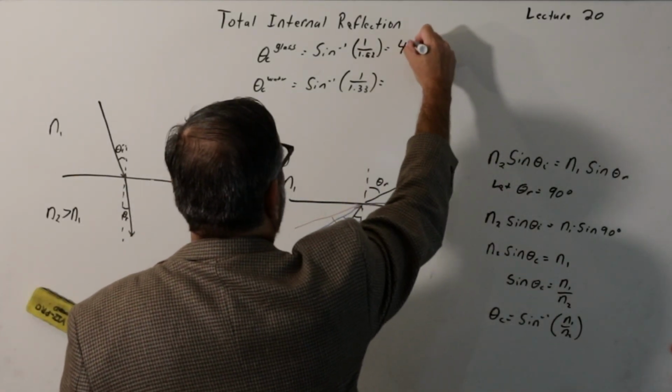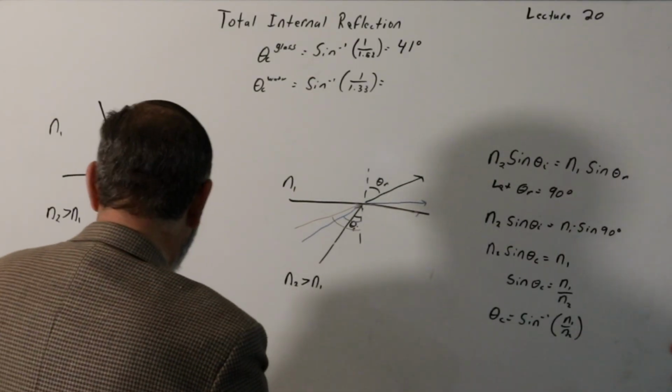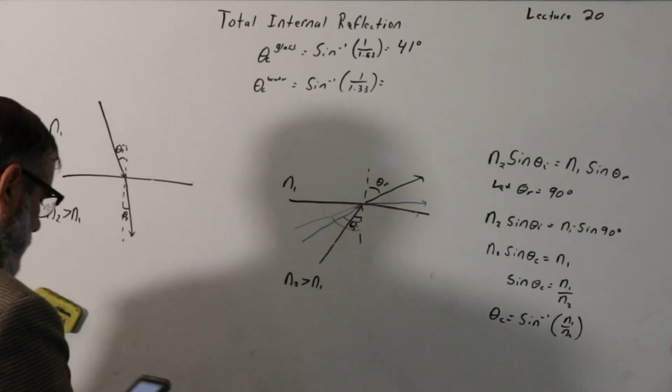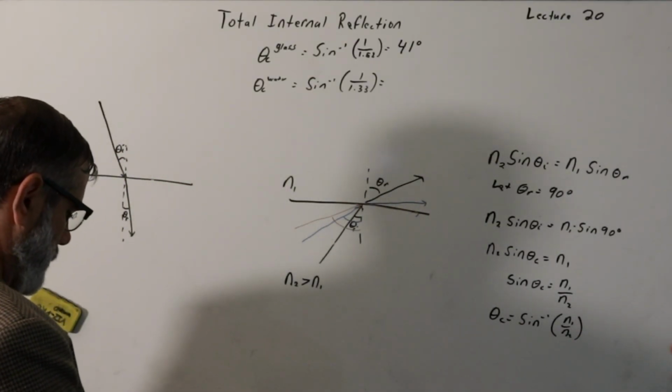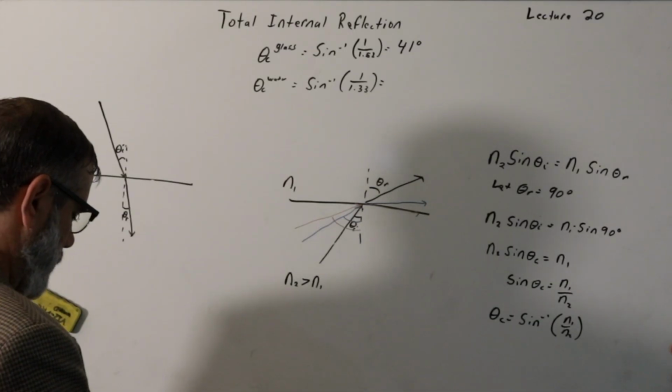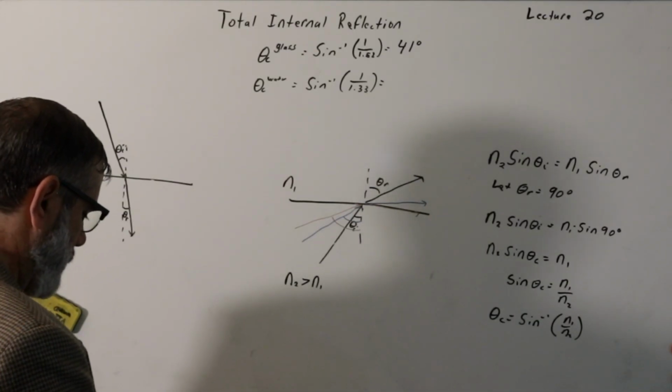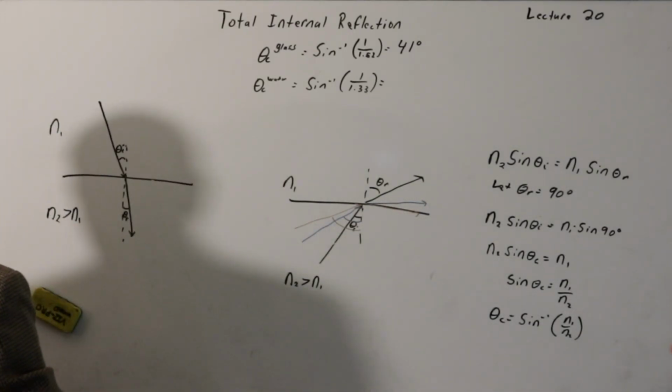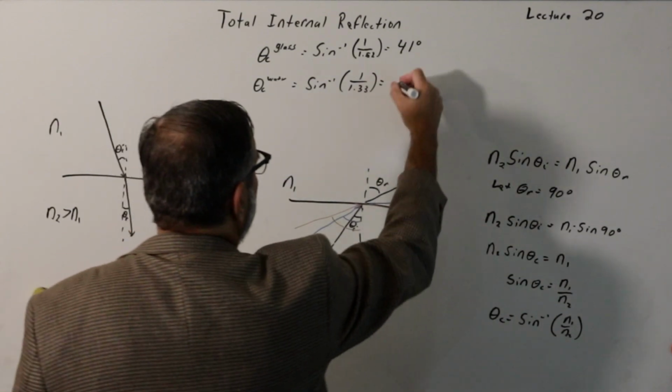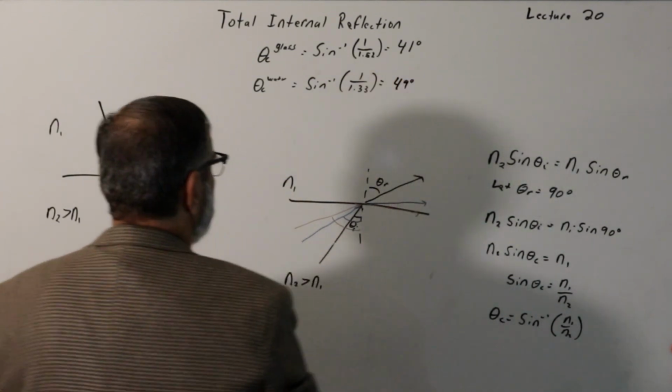So 41 degrees. And for water, it's going to be 1 over 1.33. 48, well, it rounds up to 49 degrees. 49 degrees. So what does that mean?